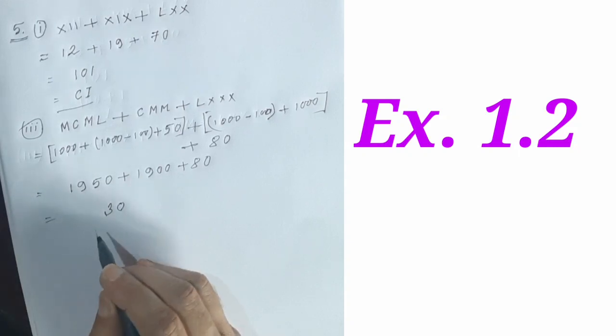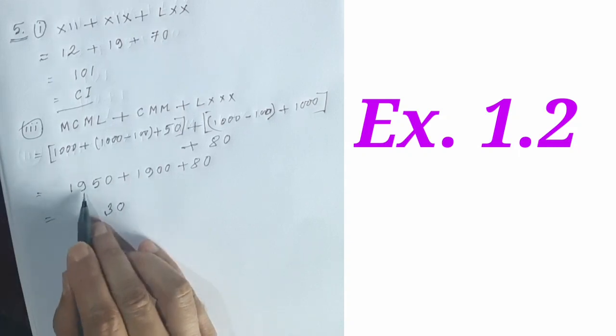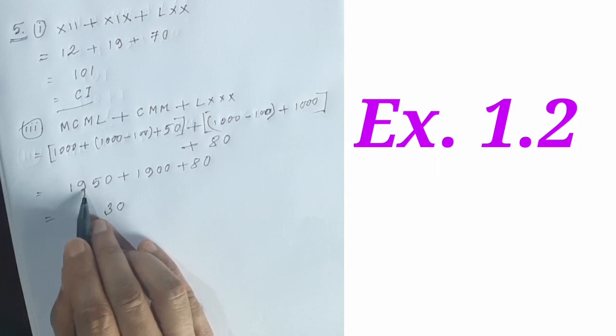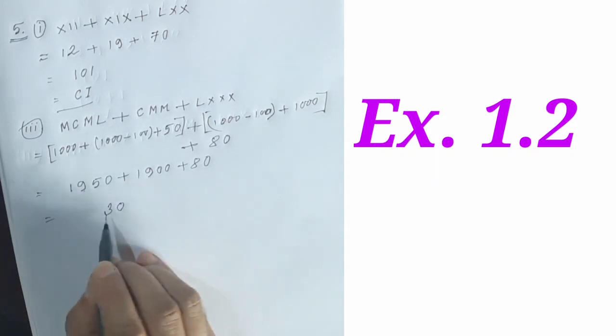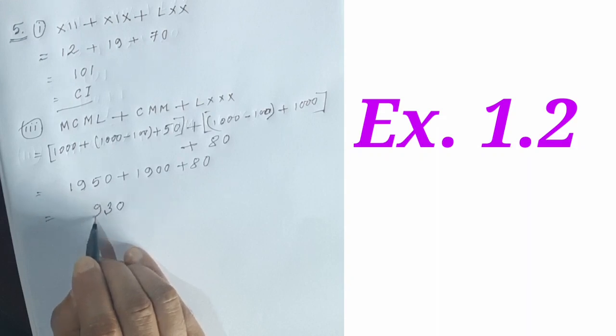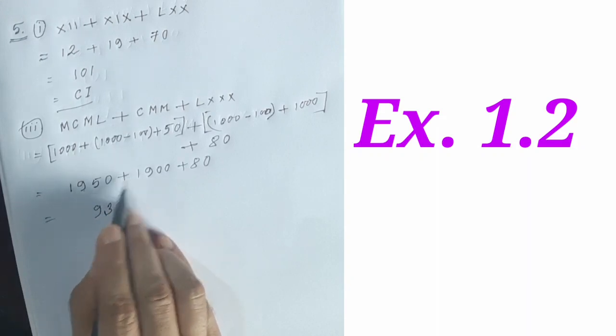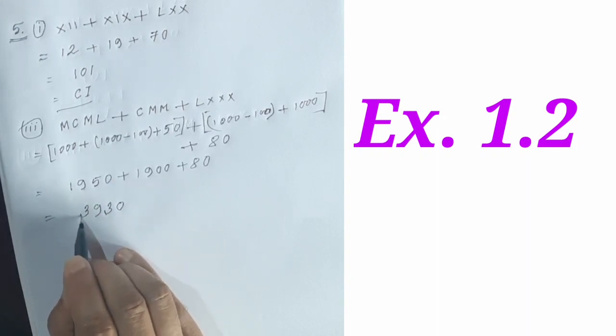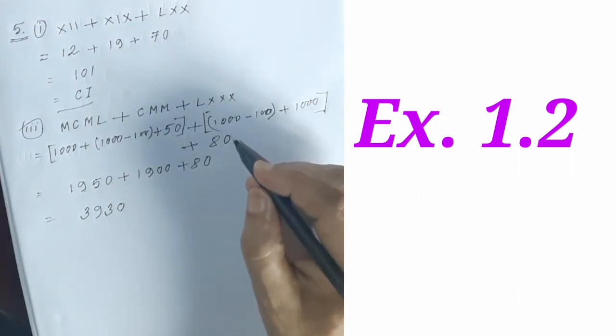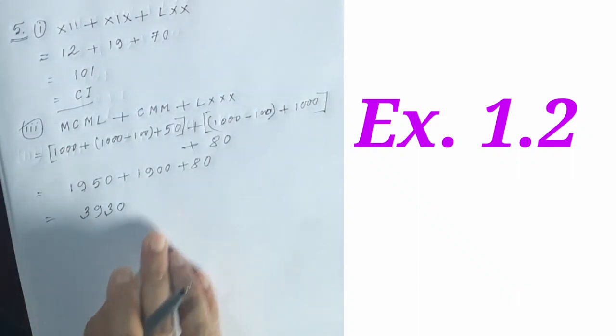Okay, and then this one is 9, 9, 18 and 1, 9, 99, 1 balance. Then this one is 1, 2 and 1, 3, 3930. When we add, then we will get 3930.